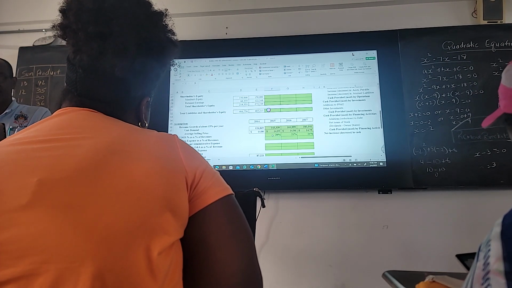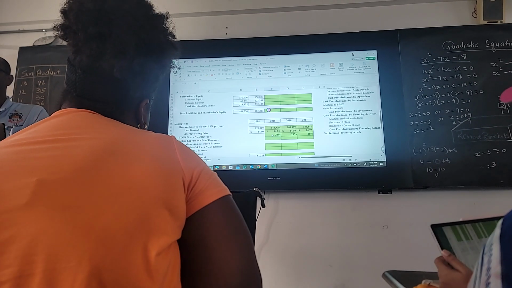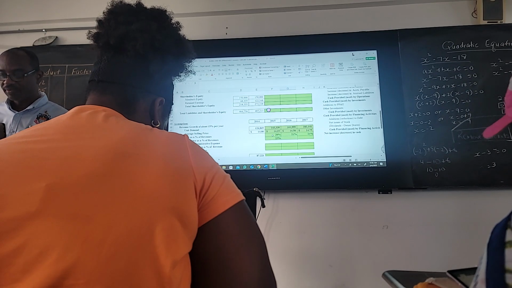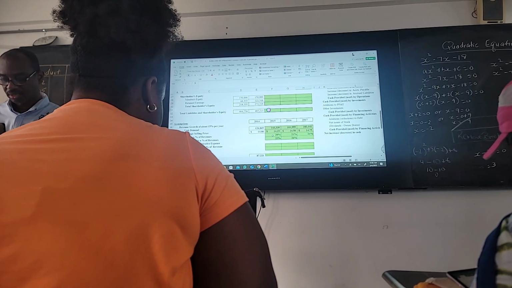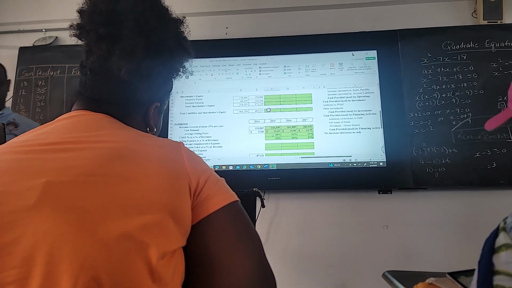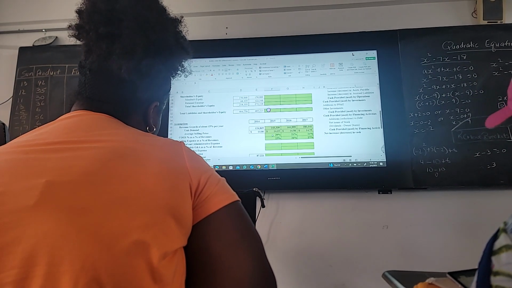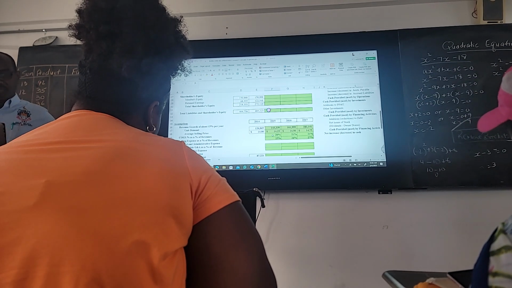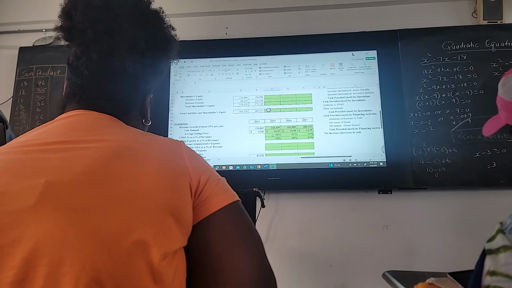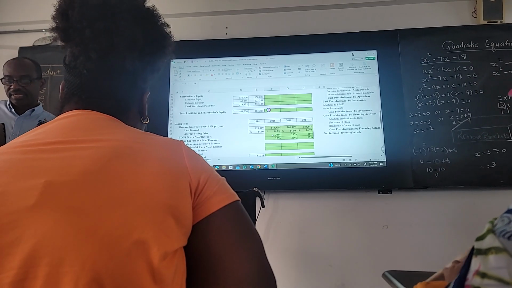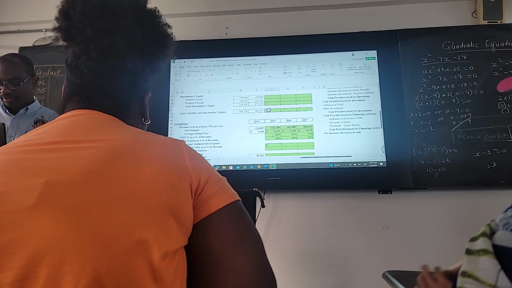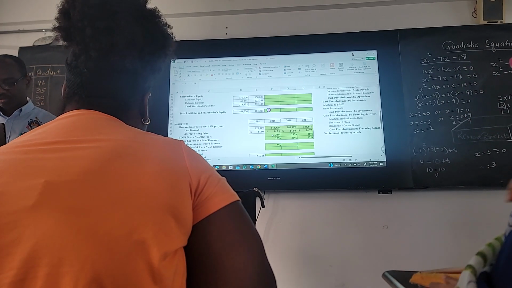Selling expenses as a percentage of your revenues. 25, 26, 27%. Your general and admin expense. So variable general and admin, salaries, light, water, internet, as a percentage of revenues? 5%. 5. All across.